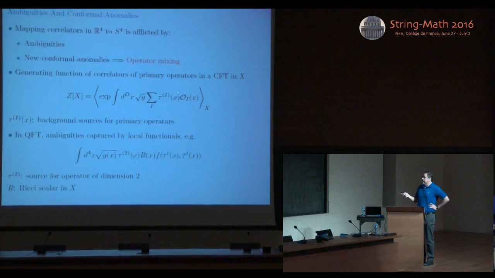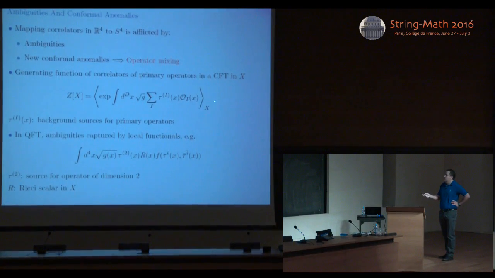So let's start with the basic object in conformal field theory, which is the generating functional of local correlation functions when we study a conformal field theory on a manifold X. We have promoted the coupling constants to background fields, so that if we want to study local correlation functions, all I have to do is differentiate this object with respect to the taus. Okay? Something that's basic about quantum field theory is that ambiguities in your definition of the theory are captured by local functionals of the fields.